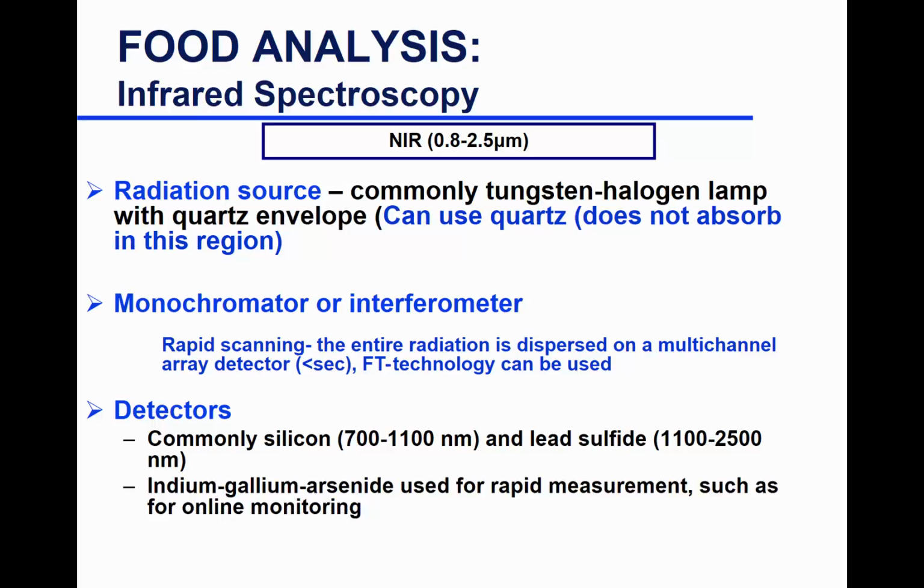So the radiation source is a tungsten halogen lamp. You can use a quartz envelope. The quartz does not absorb light in the near infrared. It does absorb in the mid-IR. You can have a dispersive unit, or you can also have an interferometer like you do in mid-IR. And you can use Fourier transform technology for the mathematics there, and you get rapid scanning and spectra simultaneously.